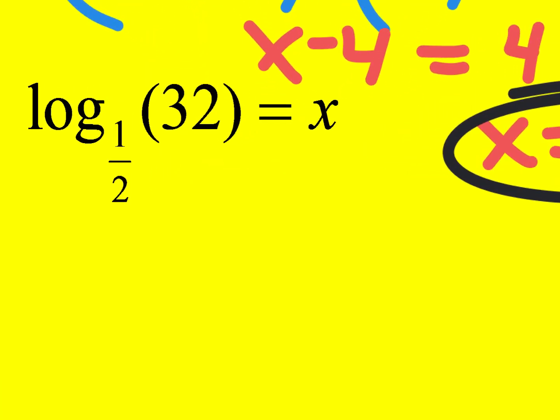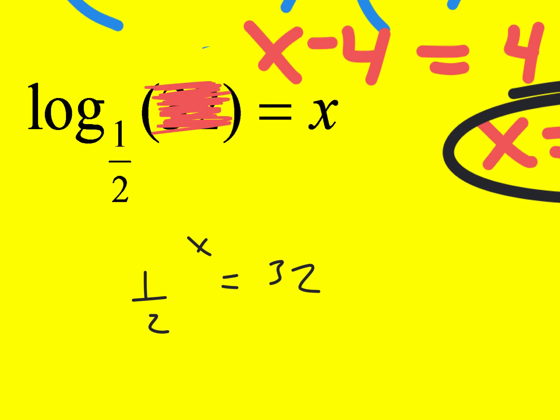All right, on to this one. 1/2 to the x equals 32. Is that any better? I feel like it's worse. So sometimes rewriting isn't just the magical cure. On this one, if I could only make the 32 be 1/2 to a power, I'd have my answer, because then the bases would be the same. So that's the way I would do that one, is how could I make 32 into 1/2 to a power.